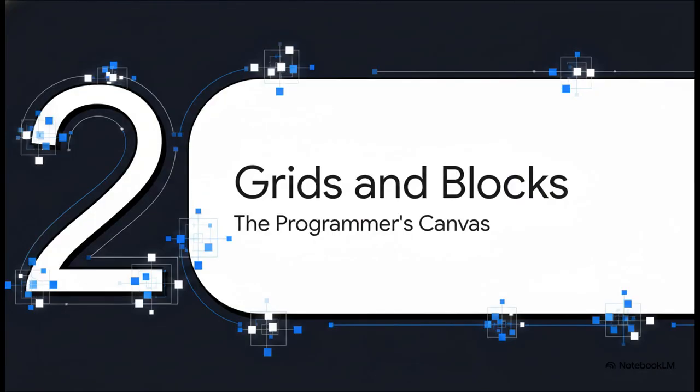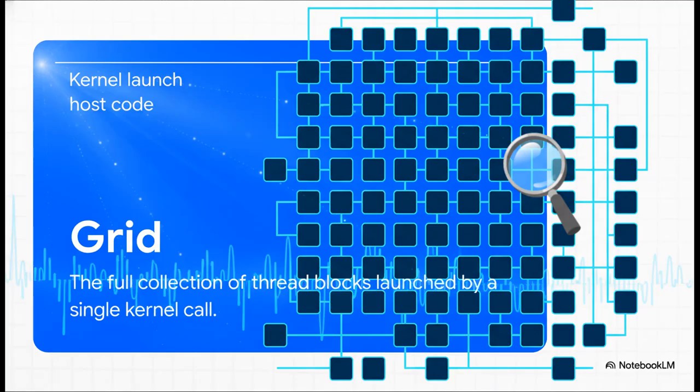Moving on to part 2, software grids and blocks, what we'll call the programmer's canvas. So what's a grid? Well, it represents the entire wave of work for one single kernel launch. When you invoke a kernel from your host code, you are defining this grid. It's basically your ordered set of blocks processing your data. Simply put, one kernel launch equals exactly one grid.